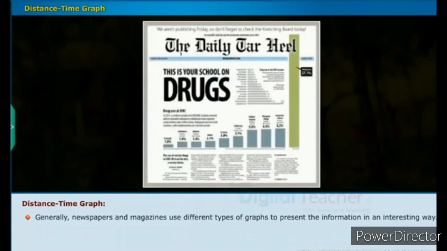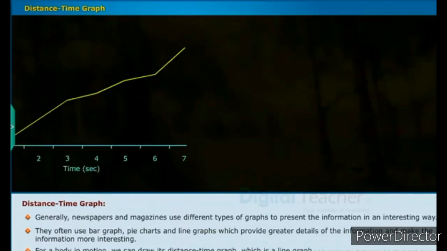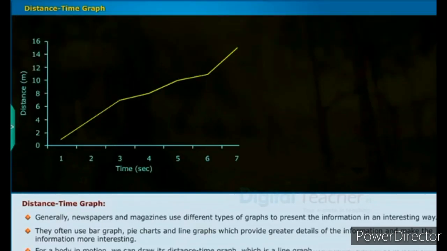Now, let us discuss the distance versus time graph. Generally, newspapers and magazines use different types of graphs to present the information in an interesting way. They often use bar graphs, pie charts and line graphs which provide greater details of the information and make the information more interesting. For a body in motion, we can draw its distance time graph, which is a line graph.